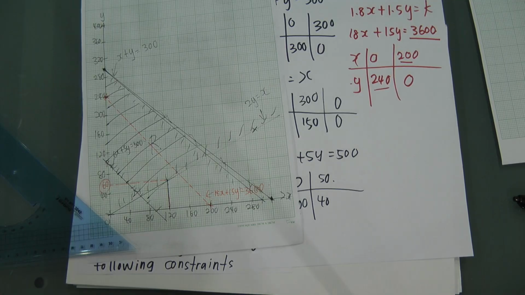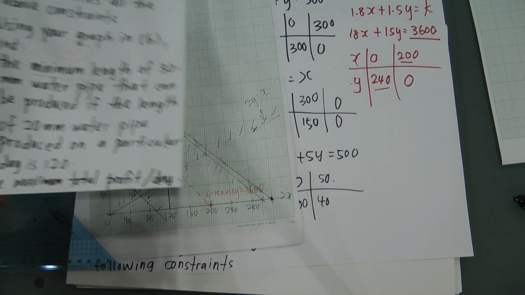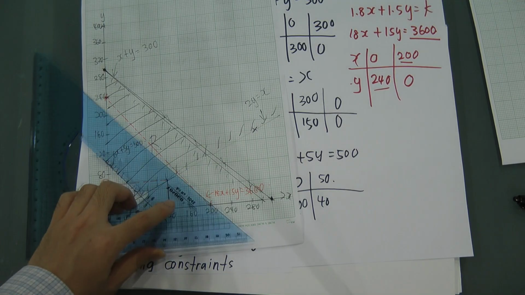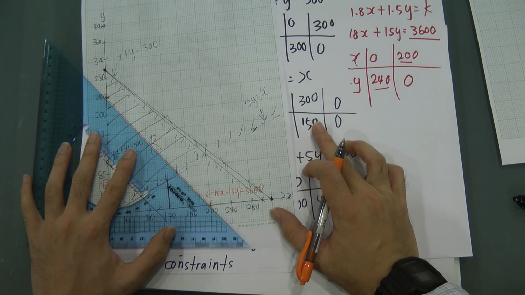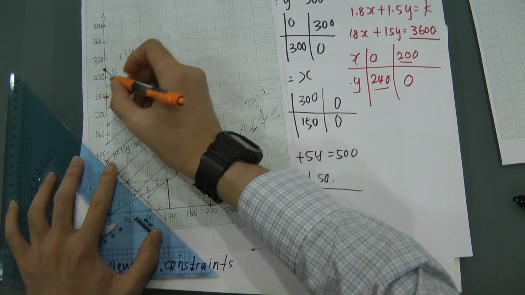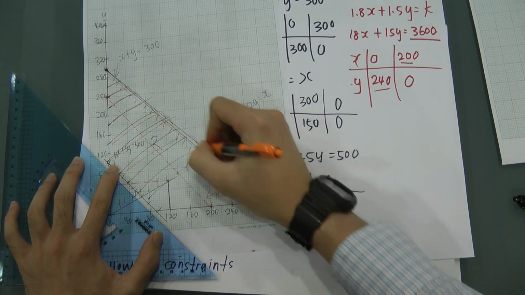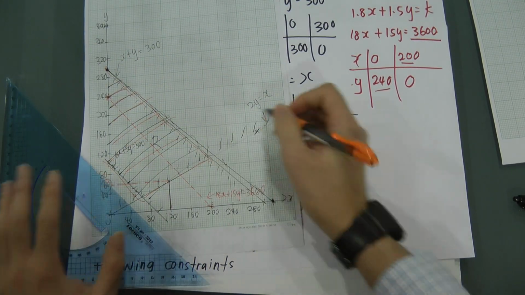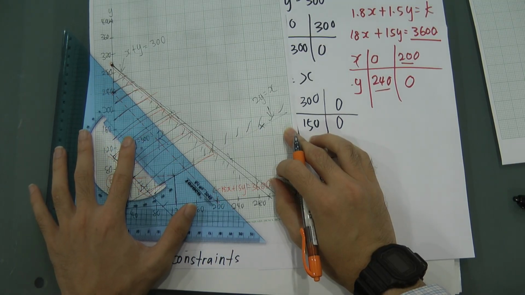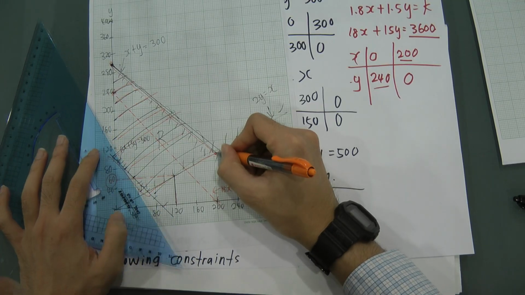After that we have to look back at the question. What is the question? He wants to find the maximum total profit of the day. Maximum means you have to move up. When you move this line up, you have to find the last coordinate on the shaded region. Imagine this is the shaded region, the whole thing here is the shaded region. So the last coordinate of the shaded region when I move up will be the last coordinate.